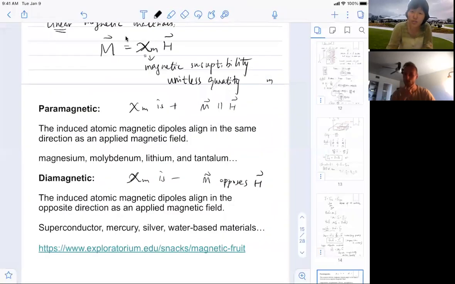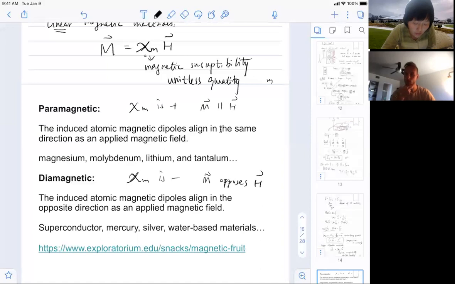All right, I got a question previously in the chat. It's a really great question. Let me bring up my chat. For paramagnetic materials, do all of the induced magnetic dipoles align with the magnetic field, or is it just a net alignment? So there's still maybe a minority that still anti-aligns with the field. It's a really great question.